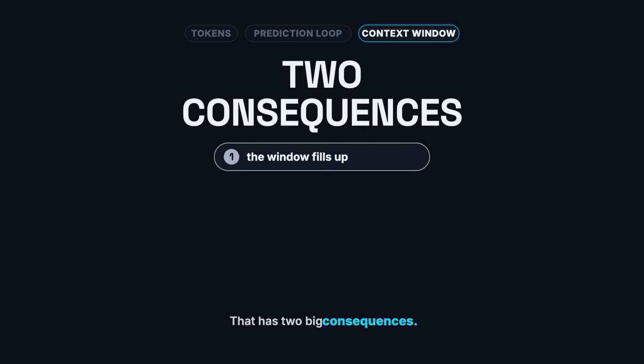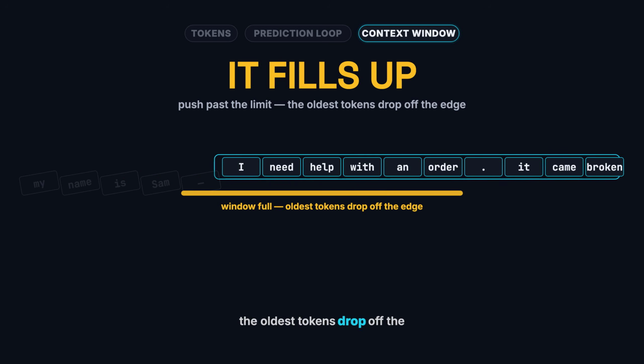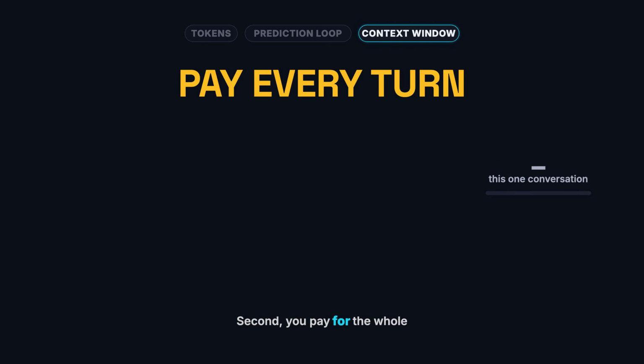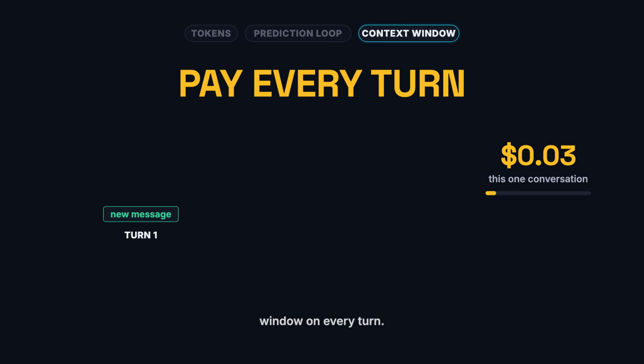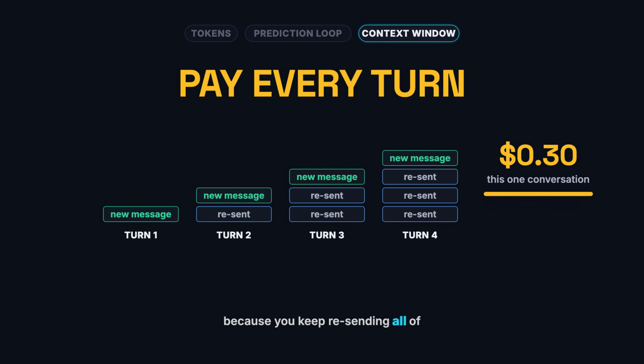That has 2 big consequences. First, the window fills up. Once you push past its limit, the oldest tokens drop off the edge, and the model genuinely forgets how the conversation started. Second, you pay for the whole window on every turn. A long conversation isn't just slower. It's a meter that keeps climbing, because you keep resending all of it.